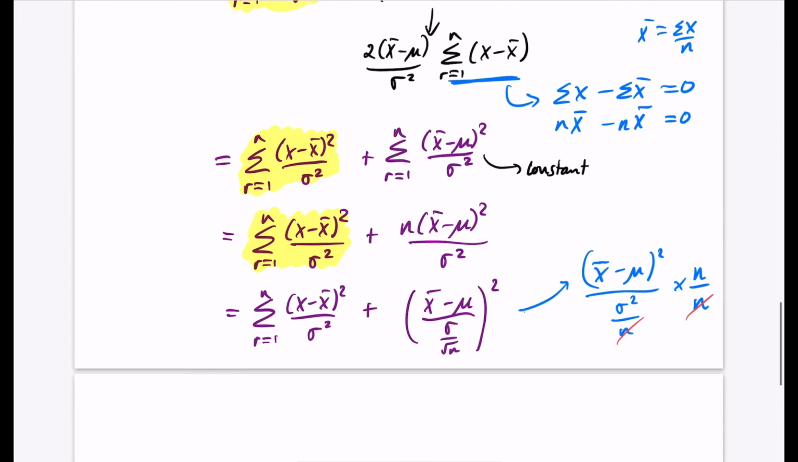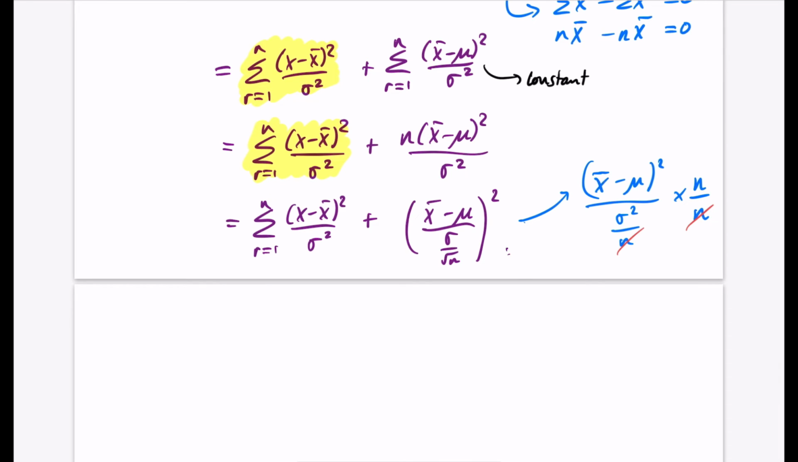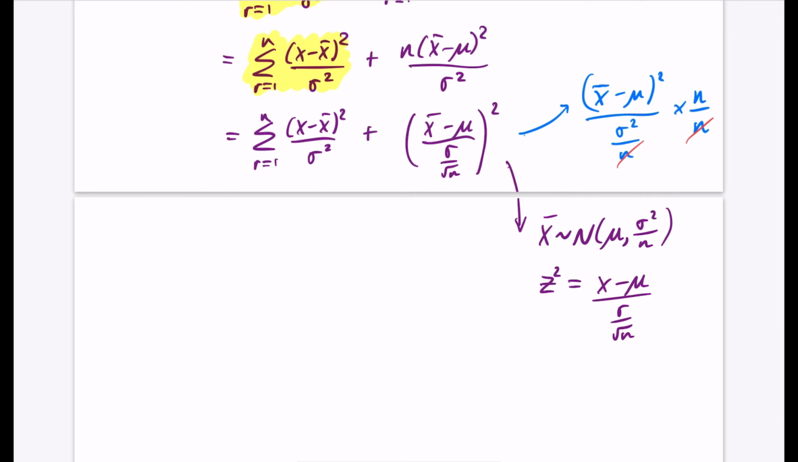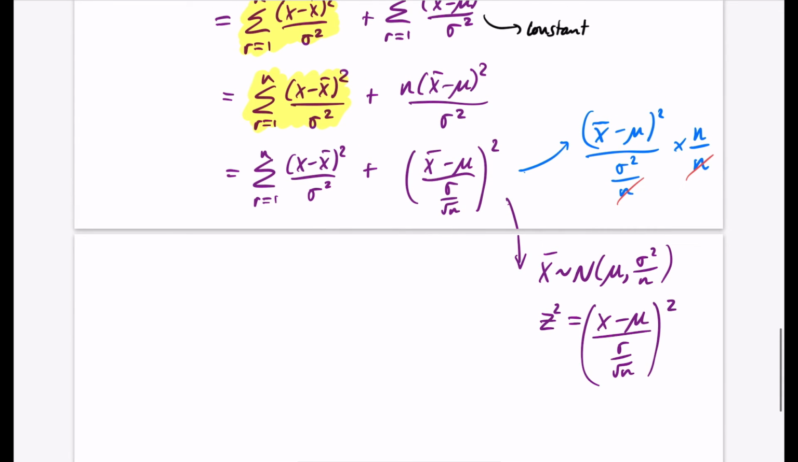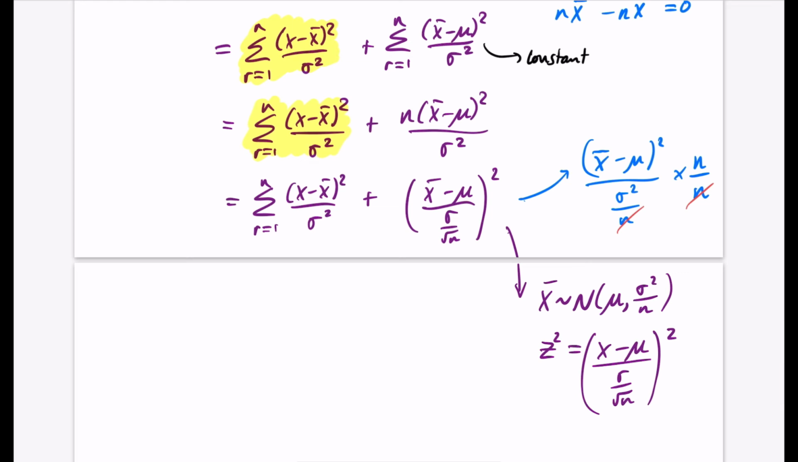Now, the reason I've done this is because this particular thing that we've got right here, which I'm going to show in purple, looks like the standardized version of x bar. X bar has a normal distribution with a mean of mu and a variance of sigma squared over n. So if I was going to standardize this, I would standardize it as (x bar minus mu) divided by sigma over root n, and it's simply been squared. So it is a z squared. Oh, that's cool. If it is a z squared, if it's a normal distribution that has been squared, we can say that it is a chi-squared distribution with degree of order 1.